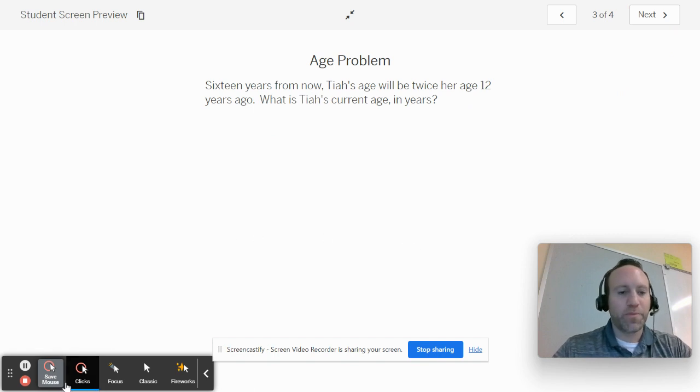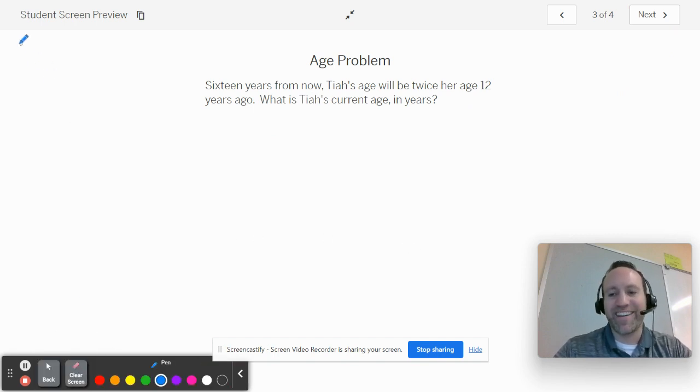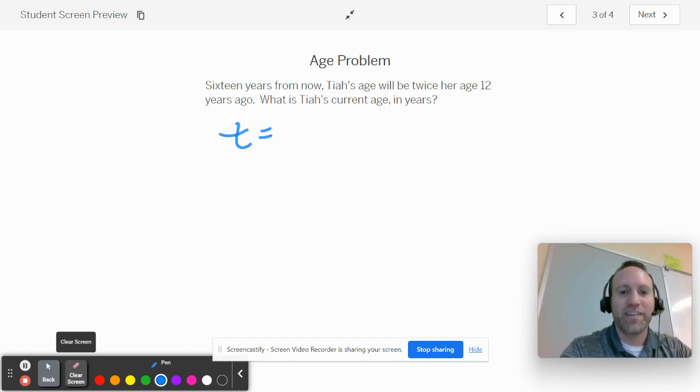Next one, age problem. These can get confusing. Sometimes you have to read them multiple times. 16 years from now, Tia's age will be twice her age 12 years ago. What is Tia's current age in years? So let's start with what's unknown, which is Tia's current age. I'm just going to mark that with a T. I could use a lowercase t.